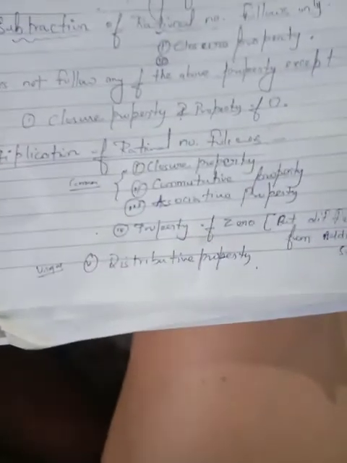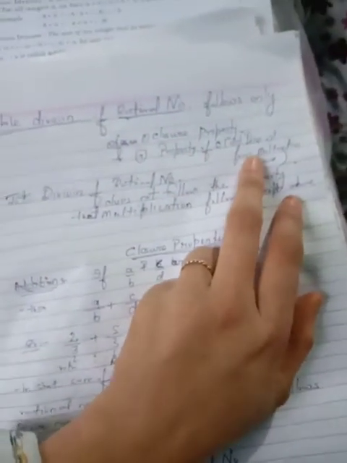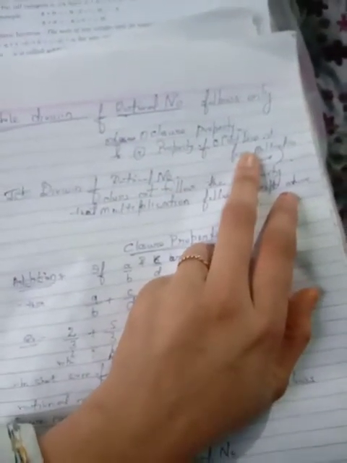What does it mean? What are the closure property and commutative property? But let us categorize it. First, it follows one different property, the distributive property, for multiplication and division. Let's go to division. Division follows only 2 properties: the closure property and the property of zero, and that is also different. The property of zero for division is also different.